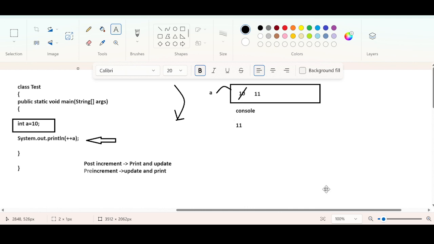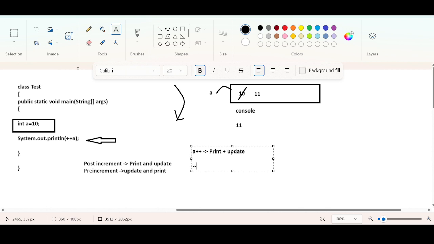Making sense? Post increment, right? If you see this A++, this is called post increment. In this case, the value will be displayed to the console first, then the update will happen in the memory.